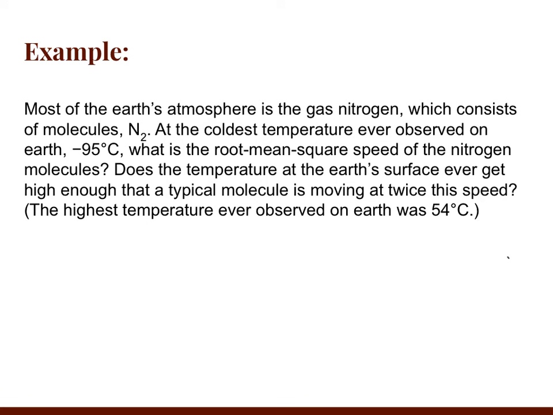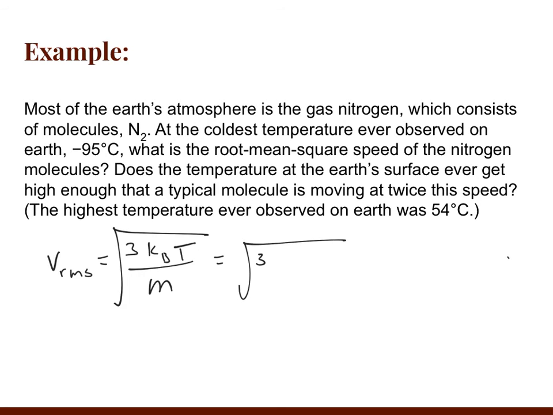All right, here's an example. It says most of the Earth's atmosphere is the gas nitrogen, which consists of molecules of N2. At the coldest temperature ever observed on Earth, negative 95 degrees Celsius, what is the root mean square speed of the nitrogen molecules? Does the temperature at the Earth's surface ever get high enough that a typical molecule is moving twice this speed? So let's look at the first case, the coldest temperature ever. What's the root mean square speed? So we get v RMS equals the square root of 3 times the Boltzmann constant times temperature divided by mass, which looks like just plug and play pretty much.